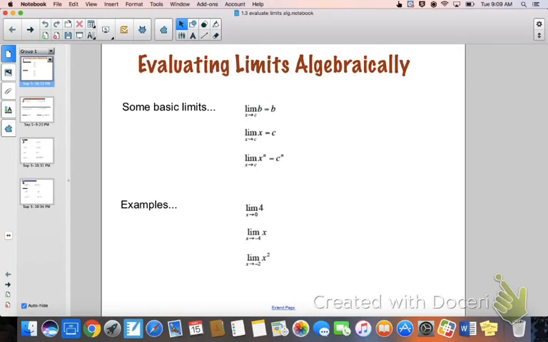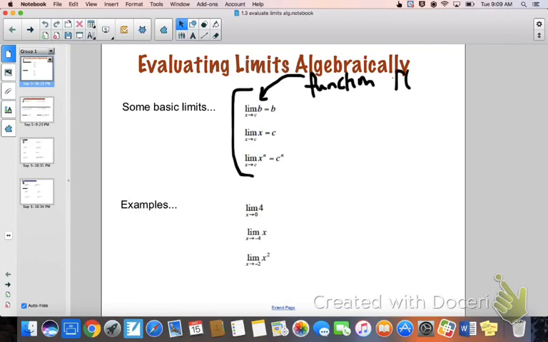Now we're going to talk about evaluating limits algebraically. Okay, so here are some basic limits right here. The limit of b as x approaches c equals b. Now, why is that? This right here is your function, okay?